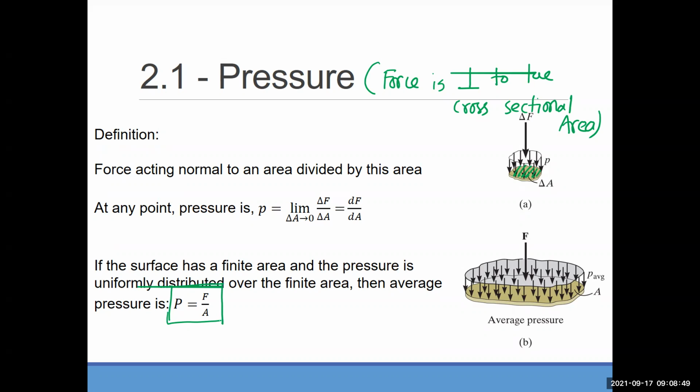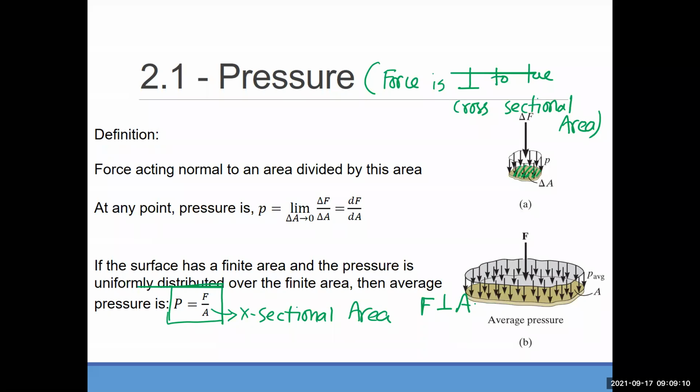So P is the pressure here, F is the force, and A is the area, the cross-sectional area. And the main thing is F should be perpendicular to the area, right? Okay.